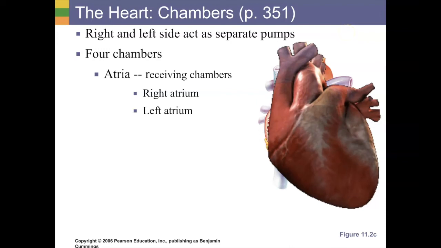All right, and welcome back to part two of the cardiovascular system. Yesterday, we talked about the anatomy of the heart. We discussed the heart wall, the pericardium, the covering around the heart, and we also talked about the four chambers that make up the heart.